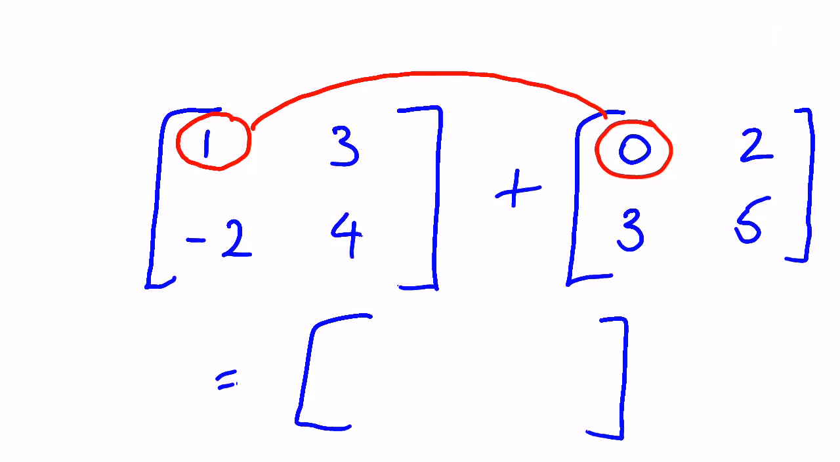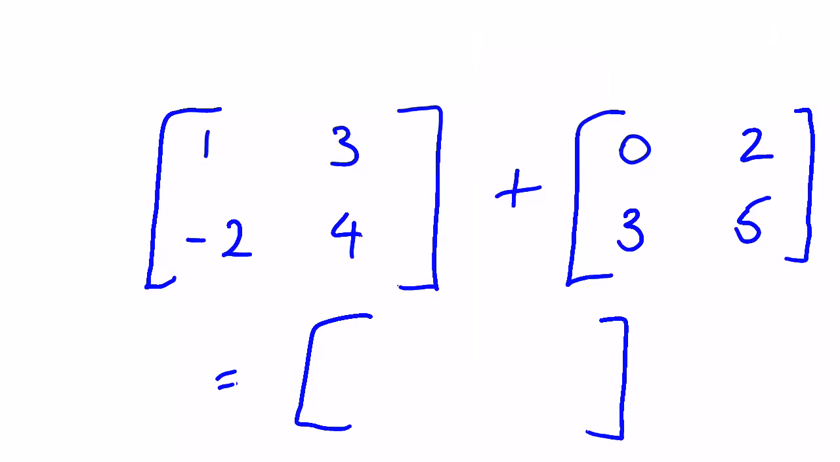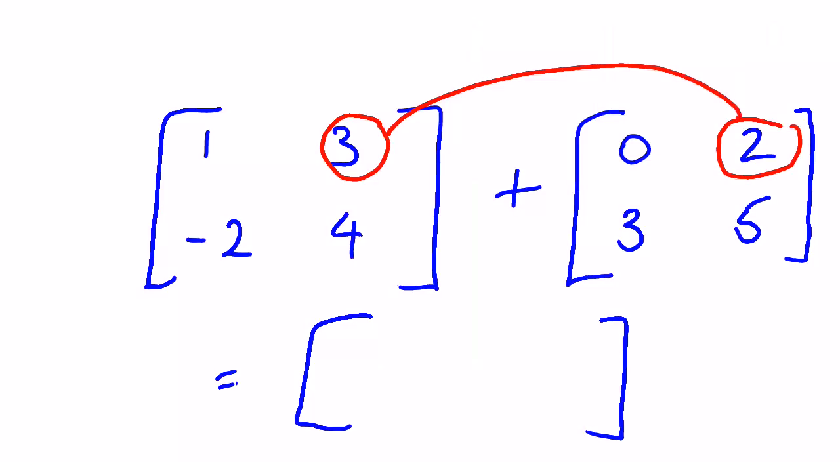I take those two, a 1 and a 0. I add them together to get 1. Now I'm going to go to my next 2, the 3 and the 2, they are corresponding. They're both in the top right-hand corner. So I'm going to add them together and get 5.